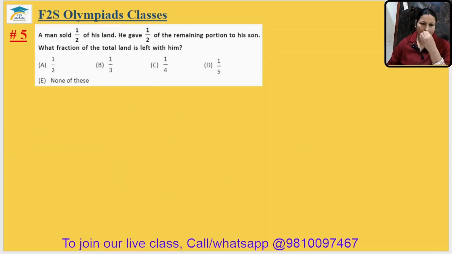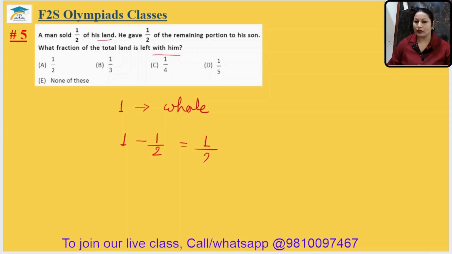Question number 5. A man sold half of his land. Okay. He gave 1/2 of the remaining portion to his son. What fraction of the total land is left with him? तो one part of land, देखो, half of land he sold. So if he has one as whole, so he sold half of them. So 1 minus half equal to half. Again, the half of the remaining he just given to his son.